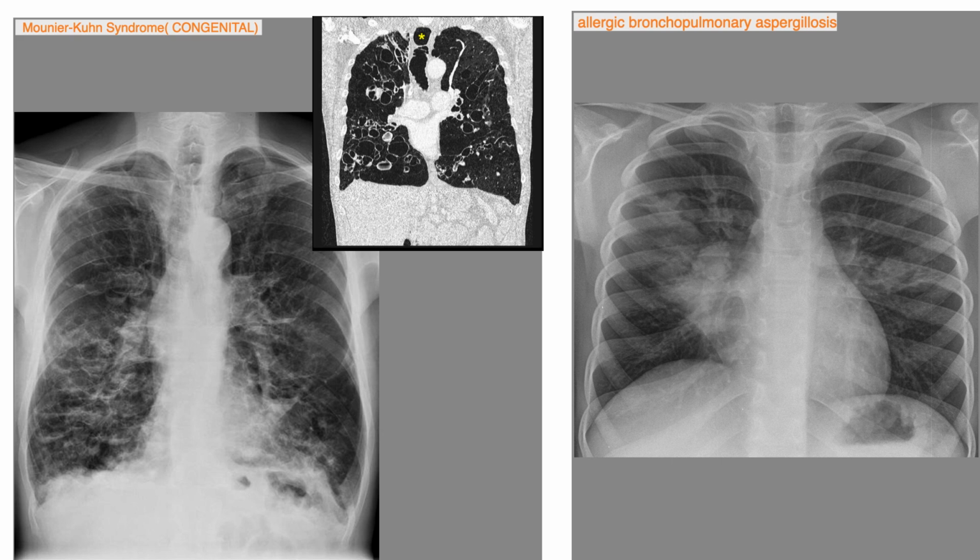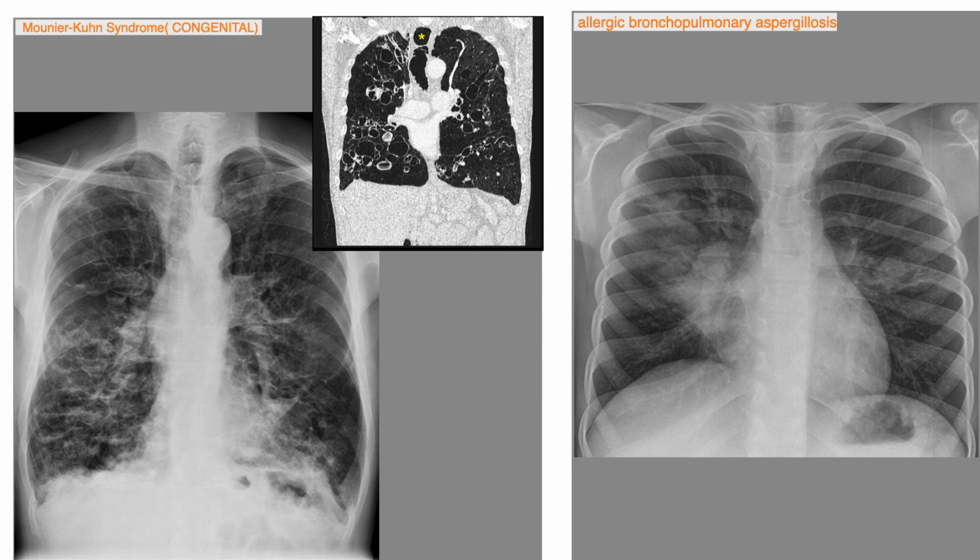And the second case, of Cohen syndrome, we can see that there are some extensive bilateral reticular and ring-like opacities, where some of them are showing some air fluid levels within them. And we notice that the cardiac and diaphragmatic borders are indistinct, and there is a suspicion of tracheal widening.